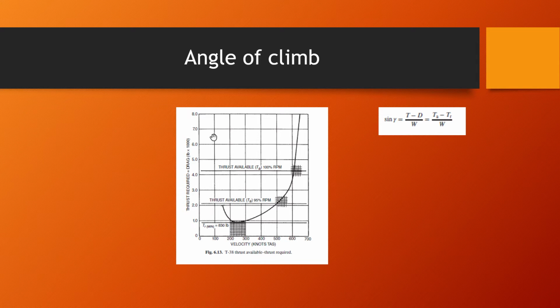And we'll use this equation here. Sine of gamma is equal to thrust available, so that's your max thrust available, TA at 100% RPM, minus thrust required. If you look at any point on that graph, you can see what thrust is required at a particular airspeed, and then you subtract those, and you divide by your weight. Then you take the inverse sine of that to figure out your angle gamma, and we'll do that in the next slide. But that's how you find your angle of climb based off of this diagram.